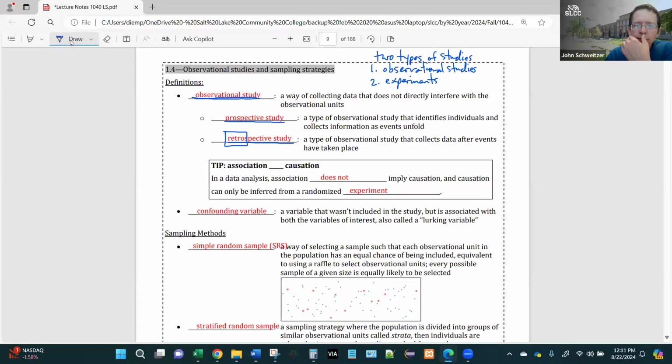Okay, prospective means that you are collecting data as events unfold. So if you're doing a medical prospective observational study, you would have volunteers come in, right? And you would interview them, and maybe in a year or two, you'd have them come back in, interview them again, and just see what's happening in their lives, right? So prospective means to go forward with the data collection as events unfold. Retrospective means you're looking at historical data. Okay.